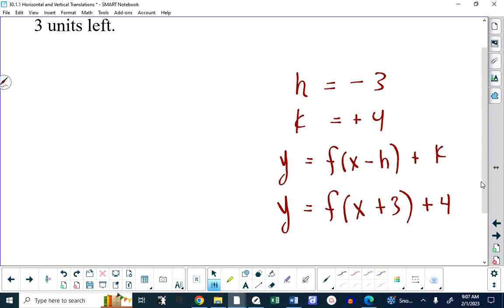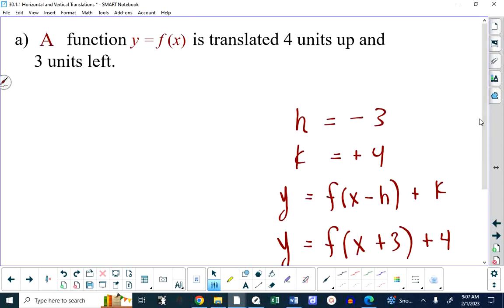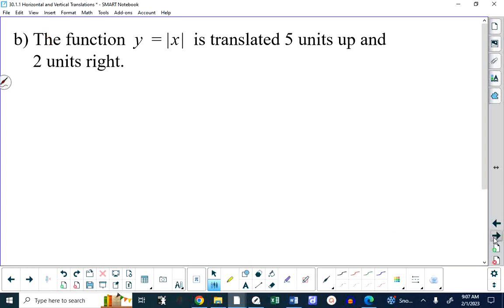We're not done with A, because this was not A, was it? It's not A. Let's take a look at B. So B, we have a different function. Y equals the absolute value of x, and it's translated 5 units up and 2 units to the right.